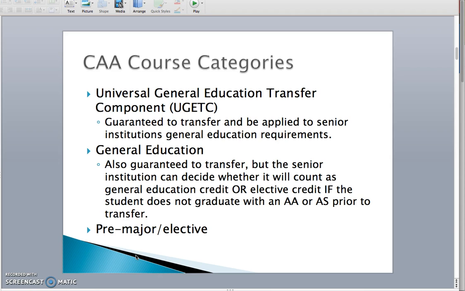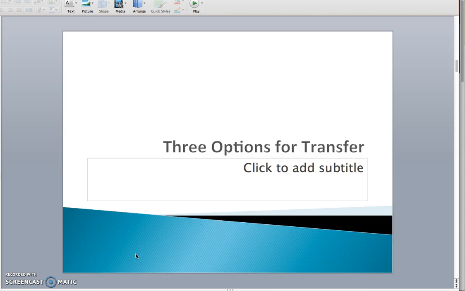It would be a great class to take if you are interested in any of the humanities, history, English, all of those will most likely be pre-major for you. It's also just a great class to take to meet elective requirements. But depending on what pathway you're in at the senior institution, you may not have a lot of electives or not. So it's important to know what you're registering for. So let's look at these three options for transfer.